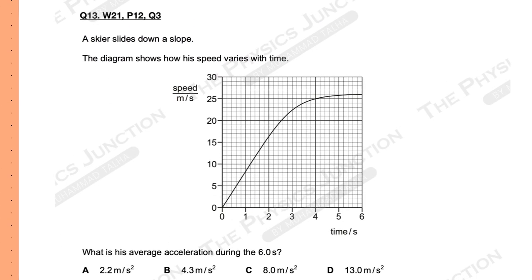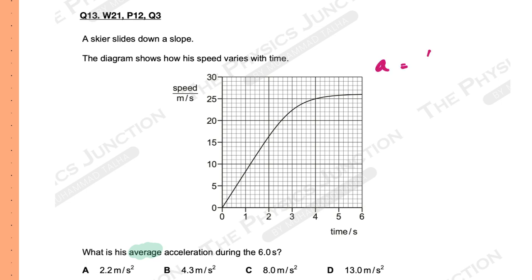A skier slides down a slope. Diagram shows how his speed varies with time. What is his average acceleration during the 6 seconds? Now, whenever you're doing a question, and if you see this word average written anywhere, this means that instead of this normal formula where you would have change of something over change of something, you now just take totals.